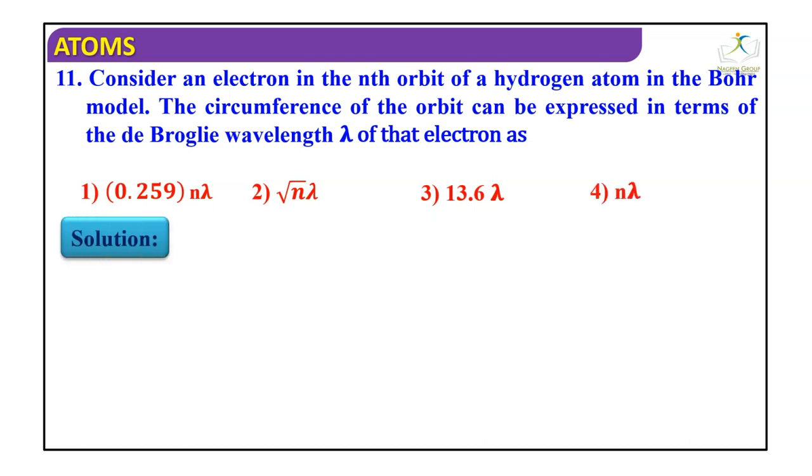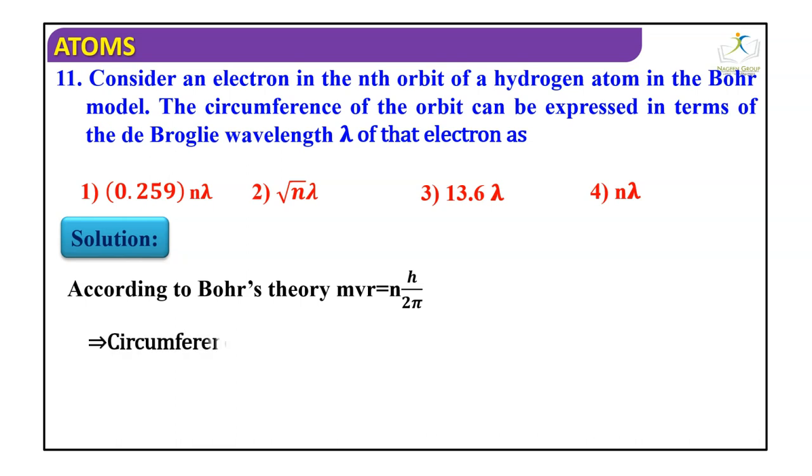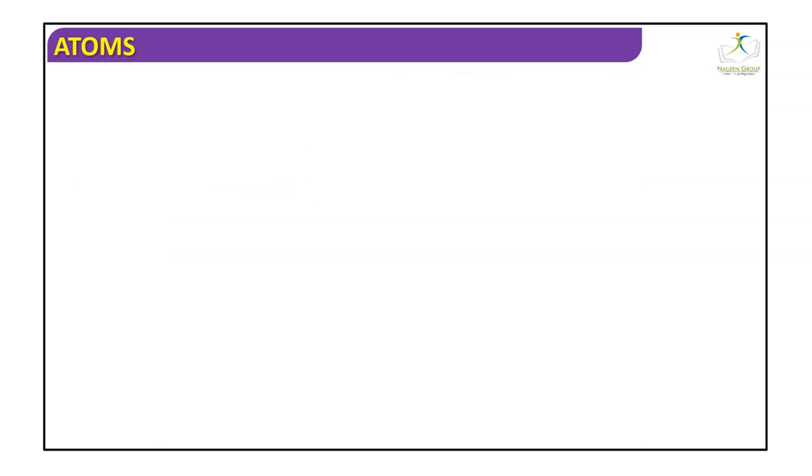So let's move on to the solution part, students. According to Bohr's theory, angular momentum must be quantized, so mvr is equal to nh by 2 pi. From here, the circumference is 2 pi r, isn't it? So 2 pi r is equal to nh by mv, which after solving gives n lambda. So the correct answer for this question is n lambda.